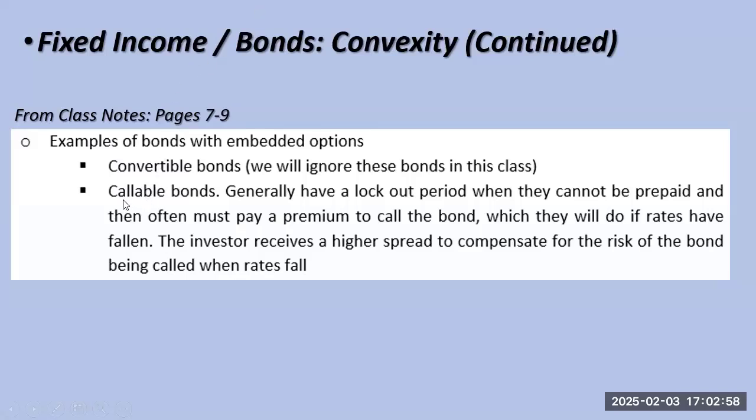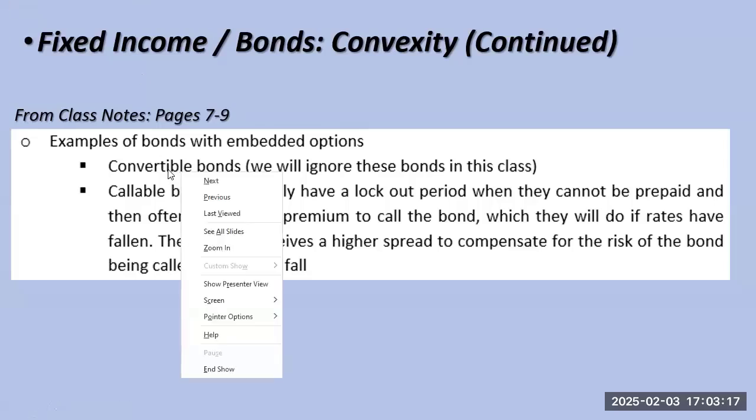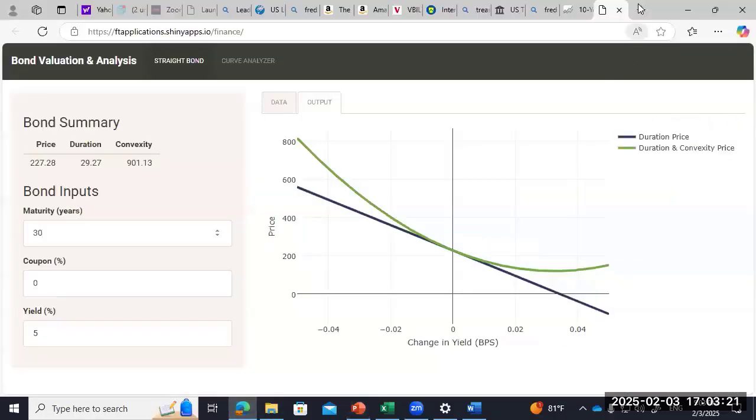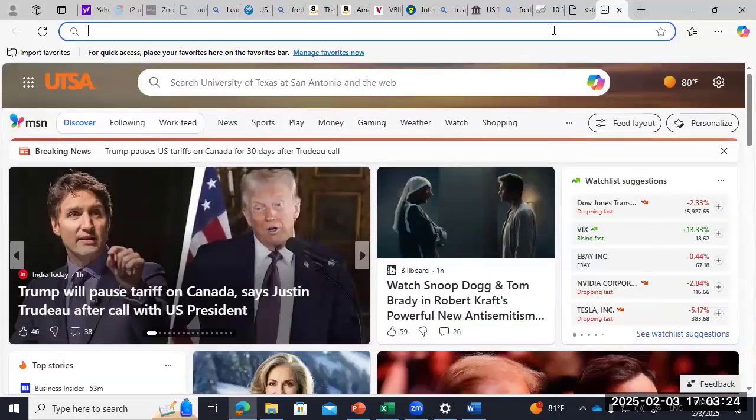But callable bonds, when you loan money to corporations, you do give them the option to pay off the debt early. Usually there's a lockout period and they have to pay a premium to do it. So they may have to pay an extra 1% or 2% to do that. But are they going to do that if it's in their best interest? Absolutely. Now, how could you study this more? Let me just show you how cool this is.